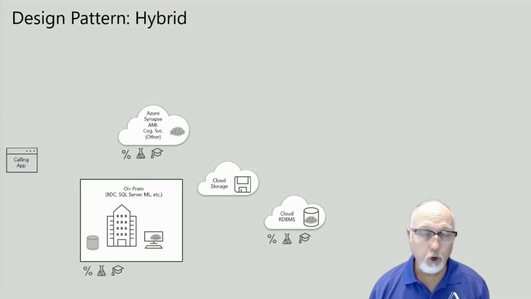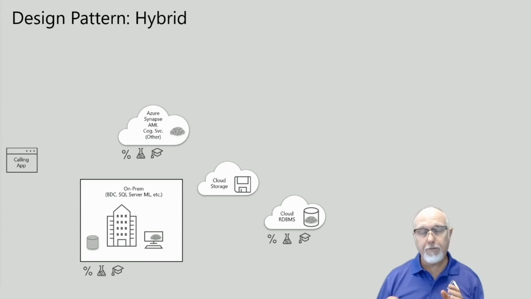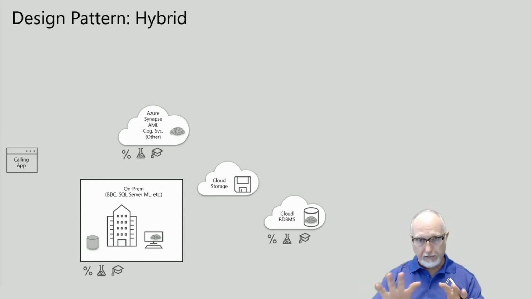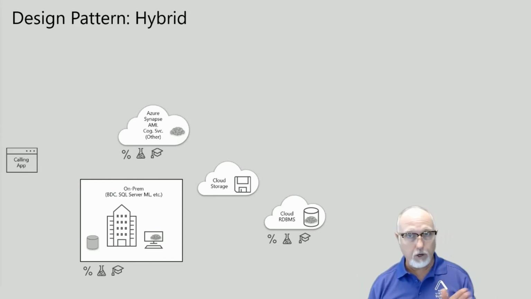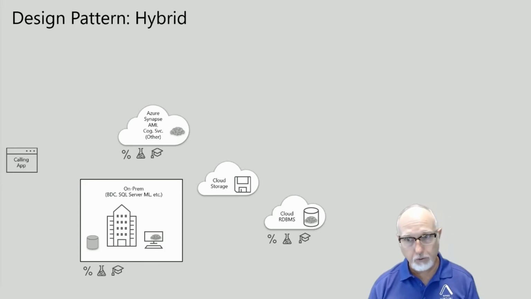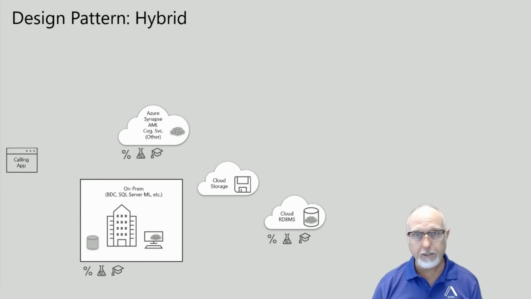All right, we're in the home stretch here. We're looking at our final design pattern that we'll consider at this time. This one is the hybrid, and so I've built out everything here from the calling app to all of the options I've shown you. Now, I haven't shown you the cloud storage one. I didn't mention that. Cloud storage is simply cloud storage, so you would need to read that in.